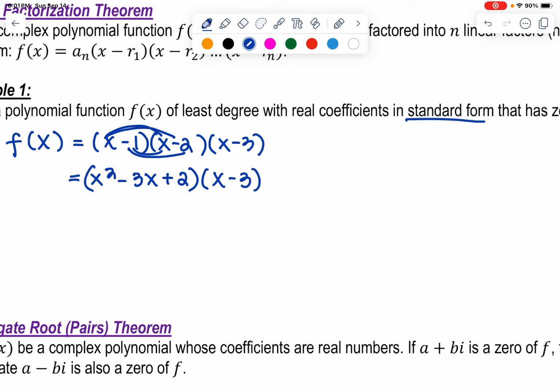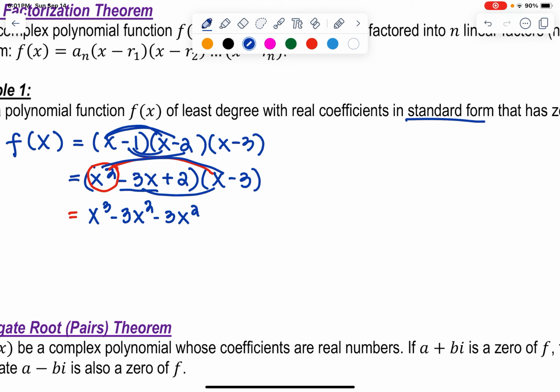Okay? So you have a choice of how you're going to do this. I'm going to do it the way that I would, and then I'll show you another way. So I'm going to distribute this x squared to each of these terms first. So I have x squared times x is x cubed. x squared times -3 is -3x squared. I'm now going to distribute my -3x. -3x times x is -3x squared. -3x times -3 is +9x.